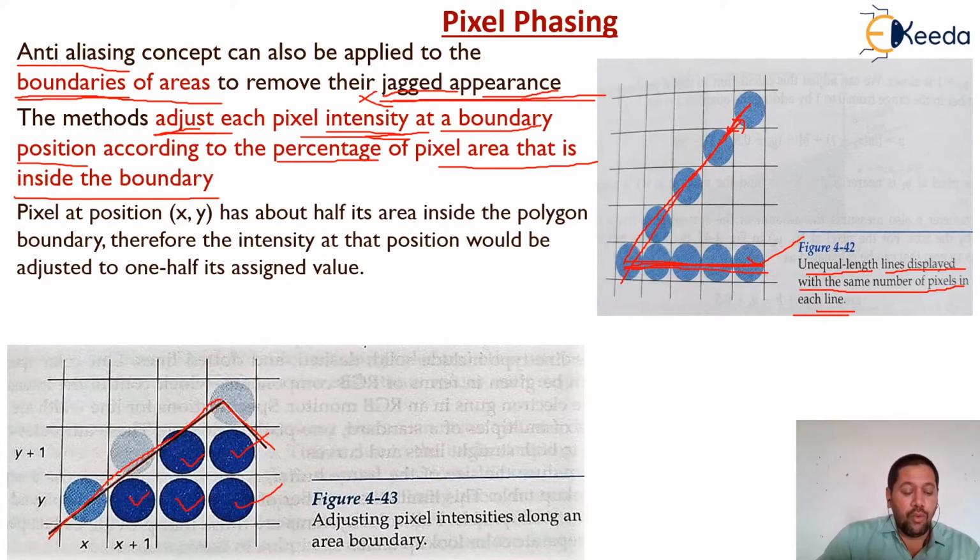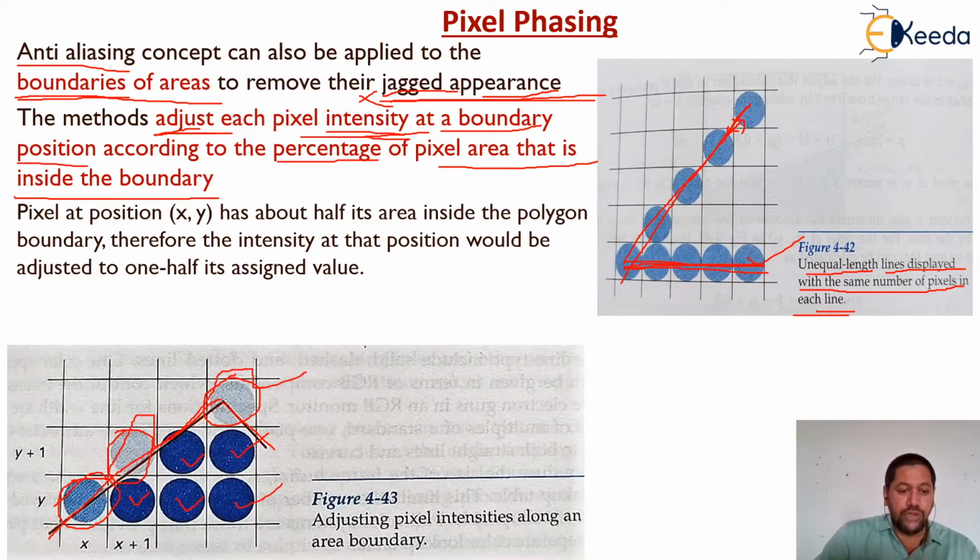Now what we have to do, if I activate the boundary pixels: this is my boundary pixel 1, then this is 2, then this is 3. Getting me? These 3 boundary pixels are there. If I activate these 3 boundary pixels with the same intensity or color, obviously I will have a jagged line. I may get an effect something like this, which is again a jagged line.